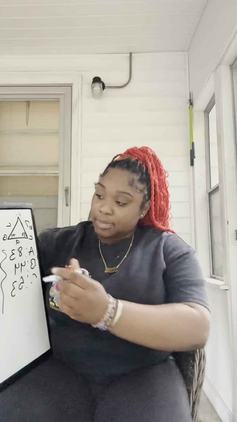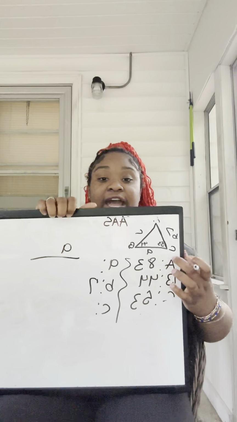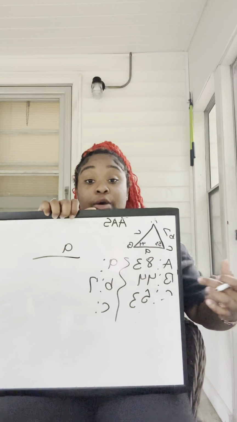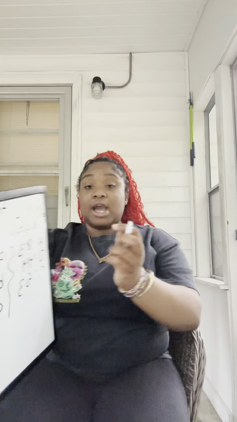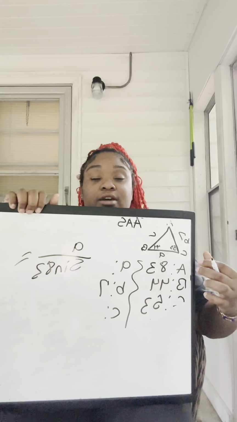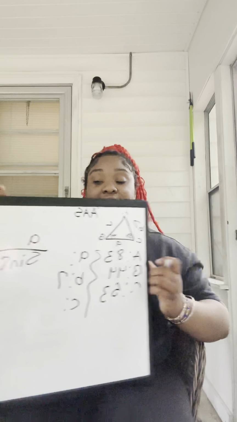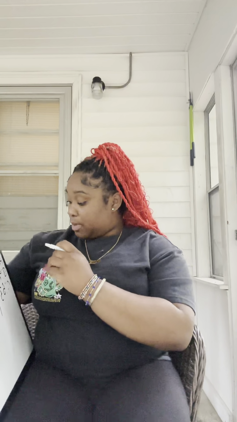I'm going to put A over sine 83 because that's what angle A is. So sine 83 will go on the bottom. Now you're going to put what we have something of, meaning when we have a side and angle together, which is side B and angle B. So we're going to do B, which is 7, over sine 44 because we already know angle B.